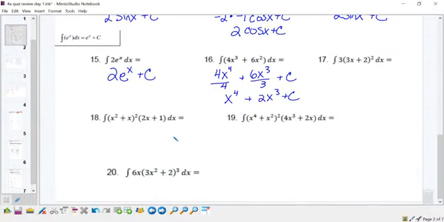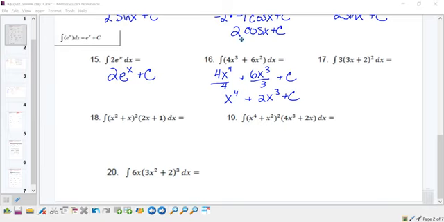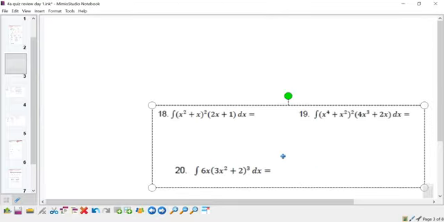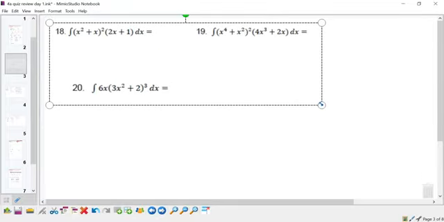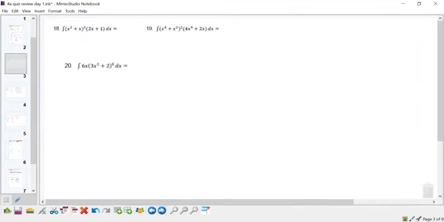All right, the last three here. I'm going to give them their own page too. All right, for 18, okay. I could multiply out this binomial and then multiply this. That's a lot of algebra.